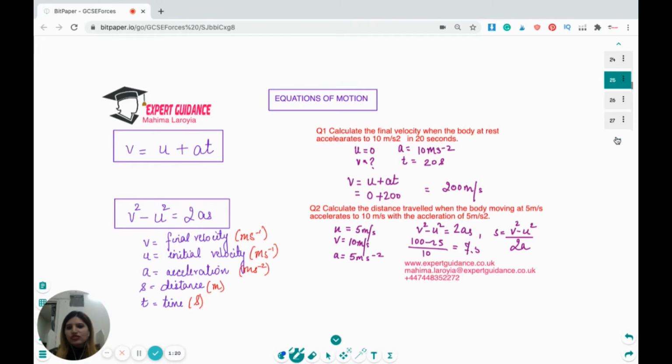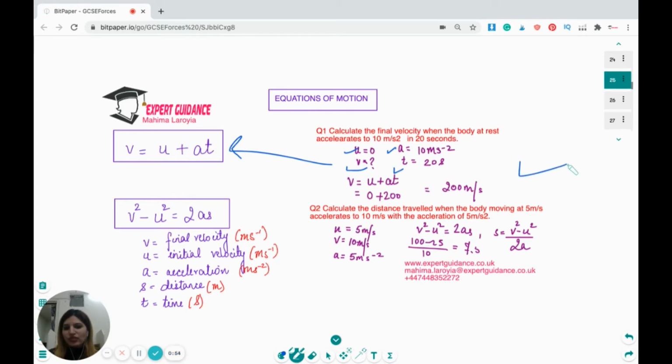Now, for the first question, we have to work out the final velocity, and the body starts from rest, so u becomes 0, acceleration is 10, t is 20. So that means we can use the first equation, v equals u plus at. So final velocity would be initial velocity, which is 0, plus a times t, which is 200. So it means that the final velocity is 200 meters per second.